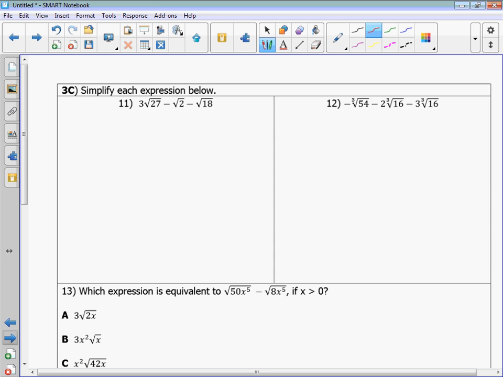So now we're simplifying. 3 times 3, so 3 times 3 times 3. 3 times 3 times 3 is 27. It's a square root, so we're looking for pairs. There's already a 3 on the outside, so it's 3 times the 3 from the grouping. And then square root of 3. Minus the square root of 2, that cannot be simplified.